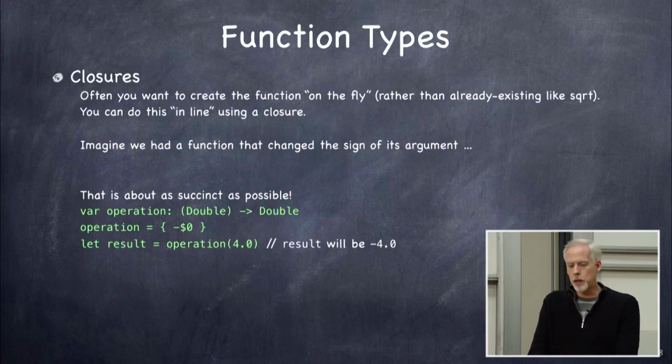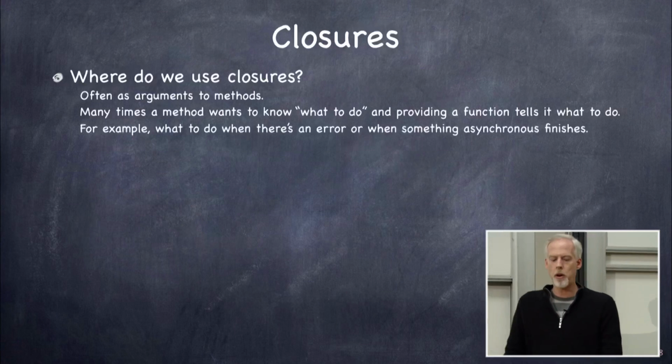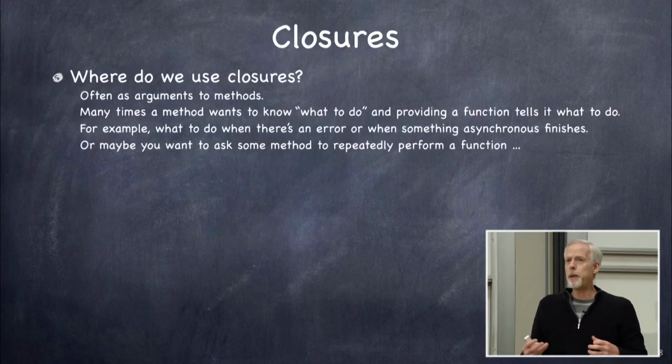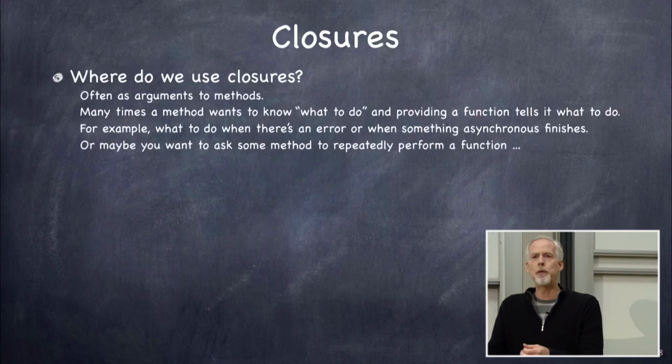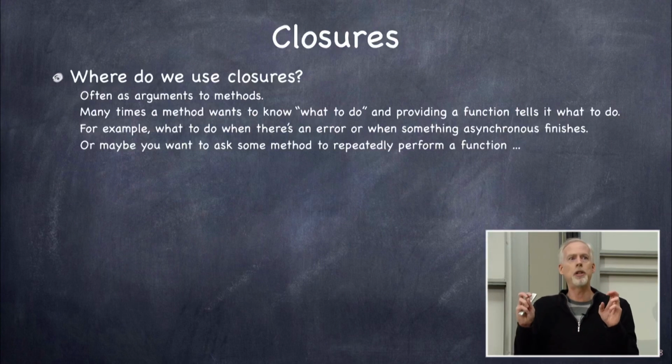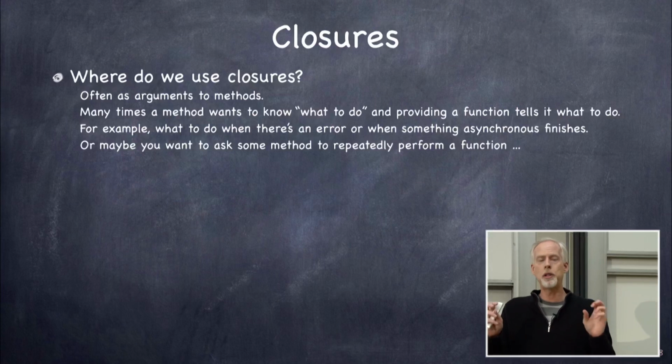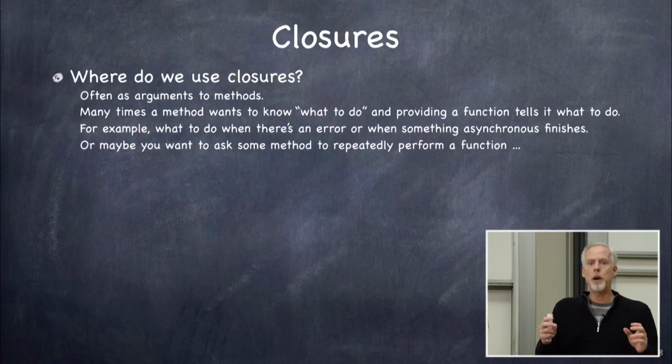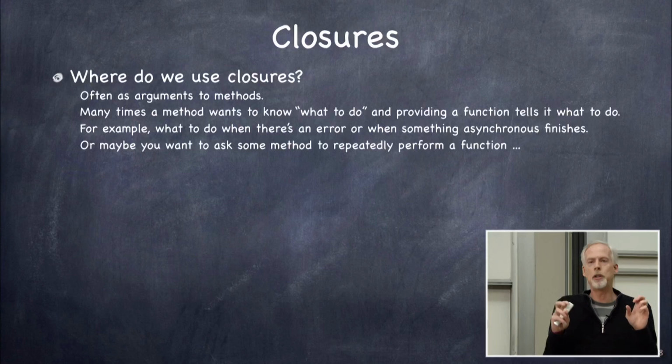Now, why do I want closures? Why do I want functions as arguments? Well, it's usually because you're passing something to a function that wants to know what to do. Okay, a function is a great way to tell it what to do. Now, why might it want to know what to do? Well, maybe it wants to know what to do if there's an error. Okay, I'm going to do something, it might generate an error, and I want to call a function in case there's an error so you can handle this function.